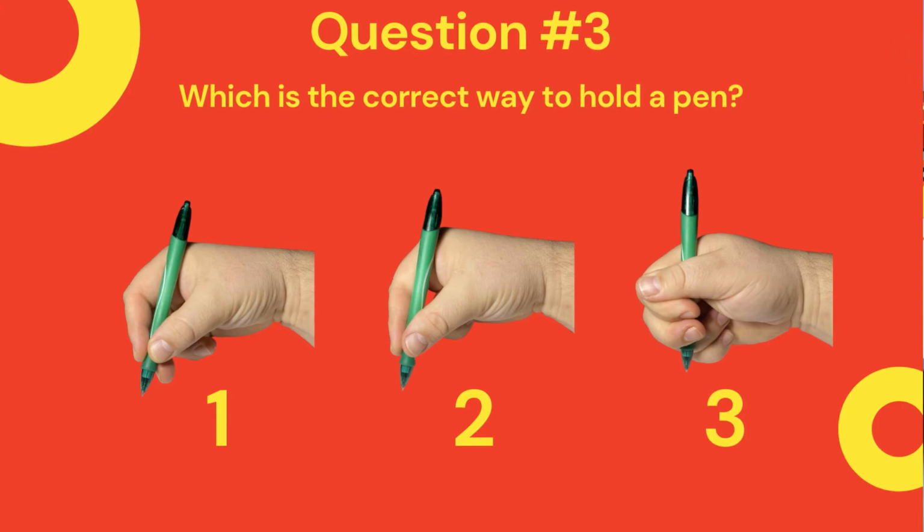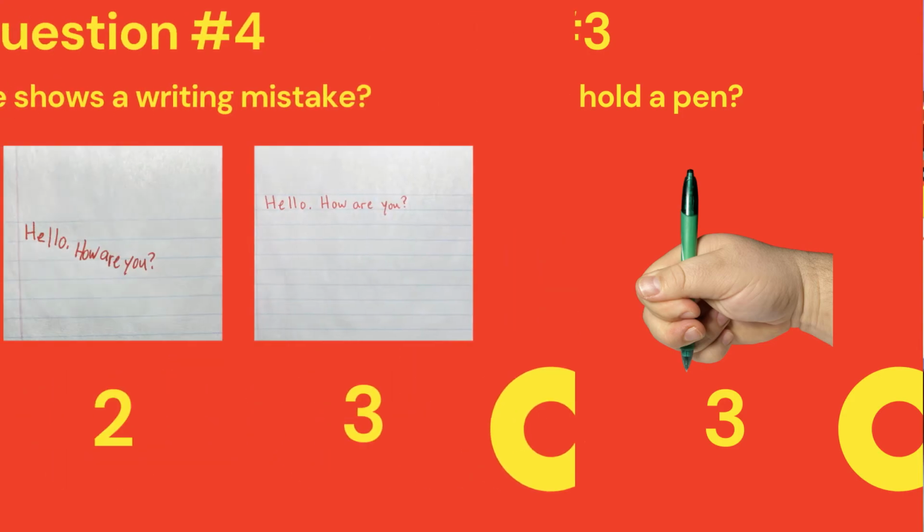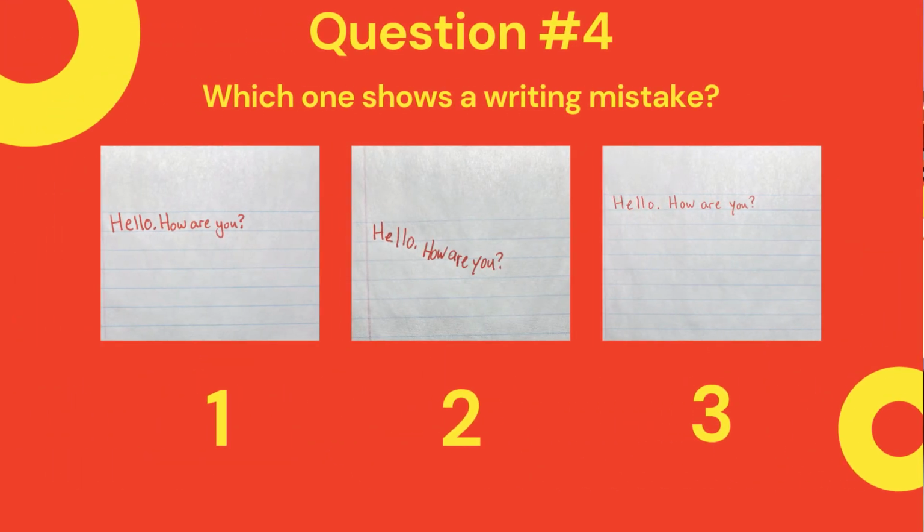Number 3. Which is the correct way to hold a pen? Is it number 1, number 2, or number 3? That's right, it's number 1. Question number 4. Which is a writing mistake? Number 1, number 2, or number 3? That's right, number 2 is a writing mistake.